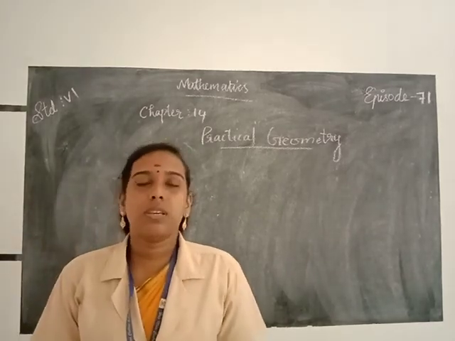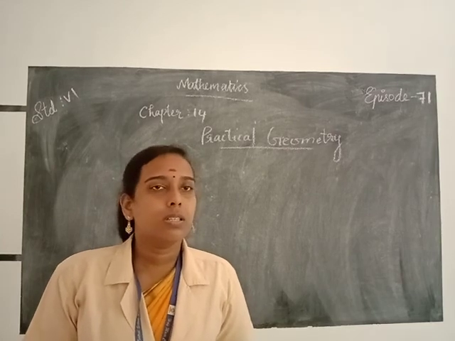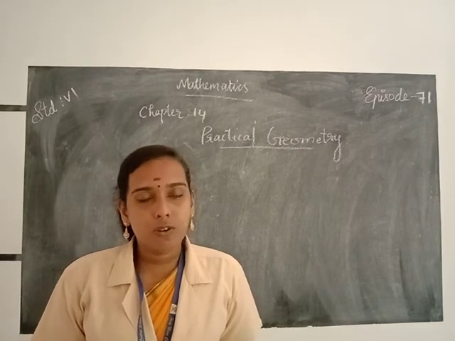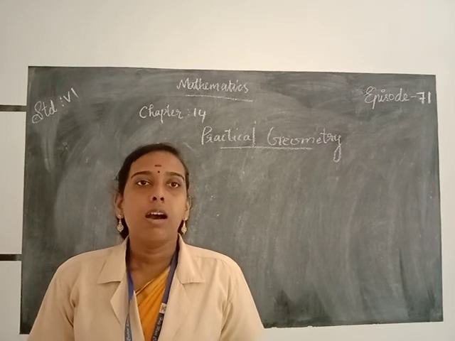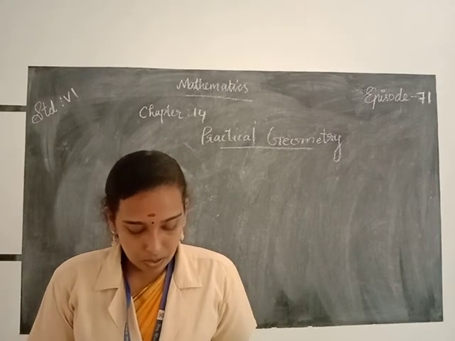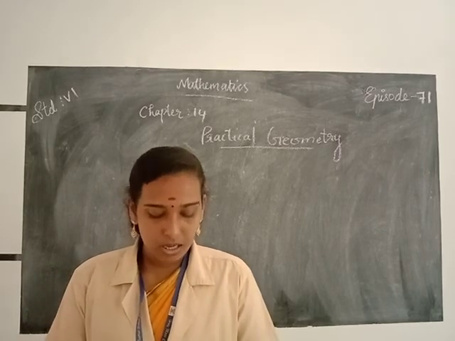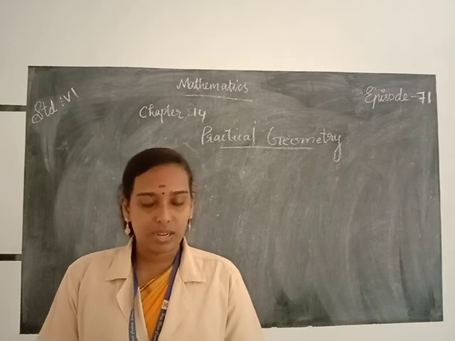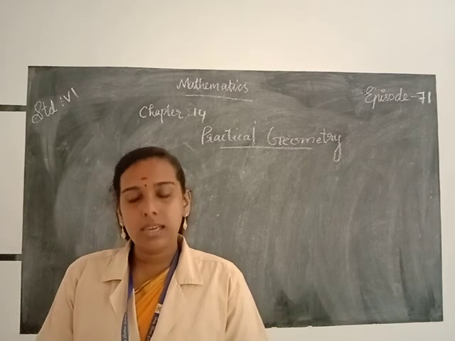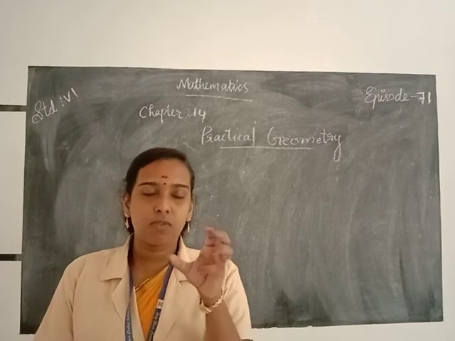Practical geometry. In this chapter we already discussed how to draw a circle by using our compass. Then we discussed exercise 14.1: draw a circle of given radius, then construction of circles when its radius is known and the steps involved in that.